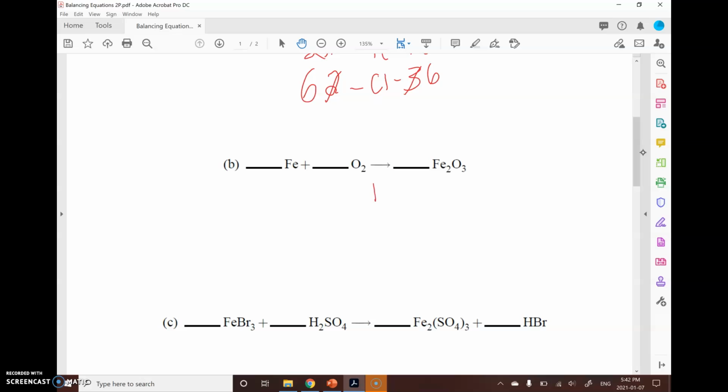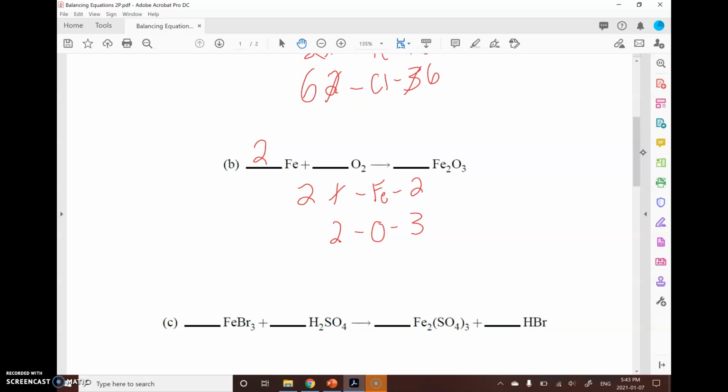Okay, so we're going to line up our elements, Fe, and then O, oxygen. So iron's a metal, oxygen is a non-metal. All right, I have 1 iron on this side, I have 2 oxygens on this side, I have 2 on this side, and I have 3 on this side. Okay, so we are not balanced here. So I need to have 2 irons here. So I need to put a 2 here, so it's going to be 2 multiplying the 1. It gives me 2.